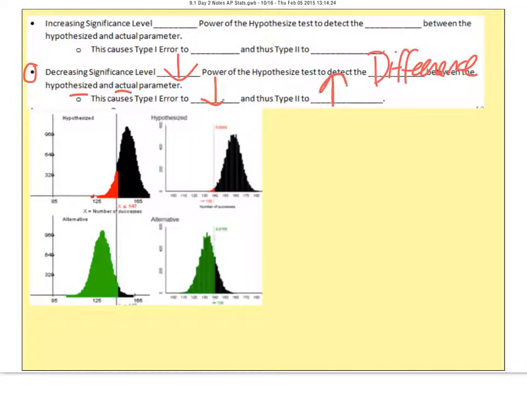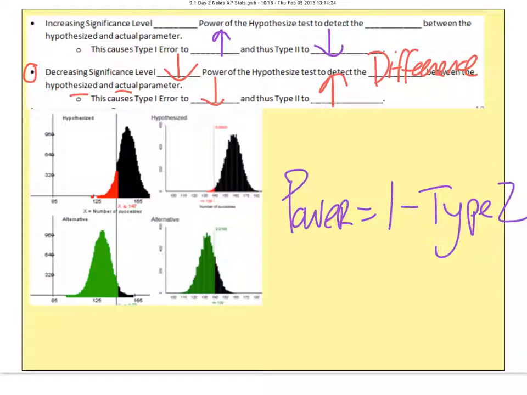Well, what if we increase the significance level? If we increase significance, means the type 1 error goes up, which means type 2 error goes down. If type 2 error goes down, I'm just going to think about this. If type 2 goes down, that means the power just went up. So it's almost easier just to think of this formula in how type 1 and type 2 are related.